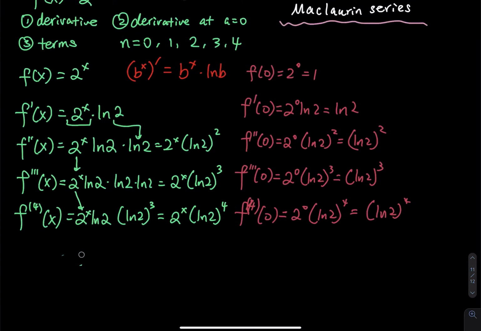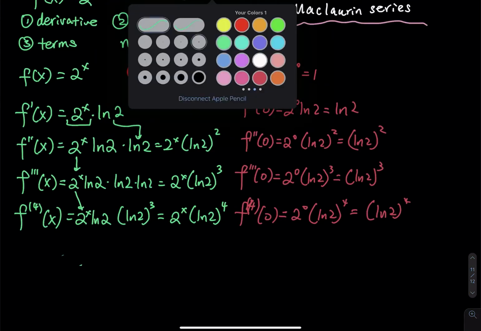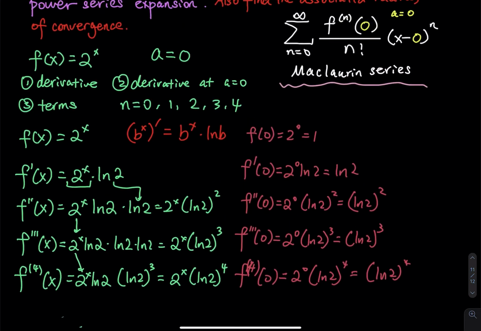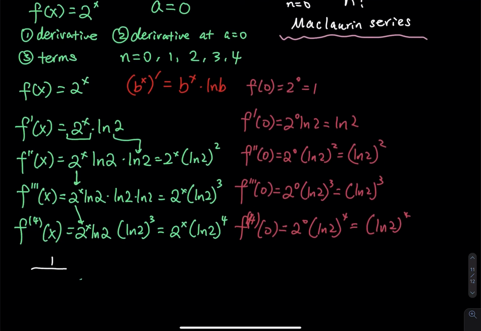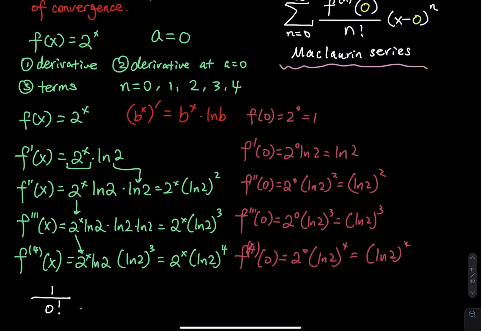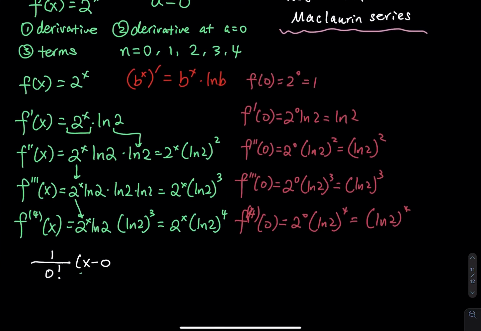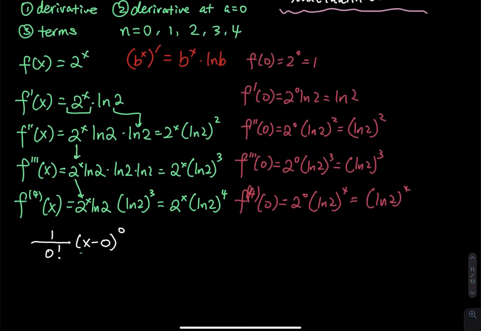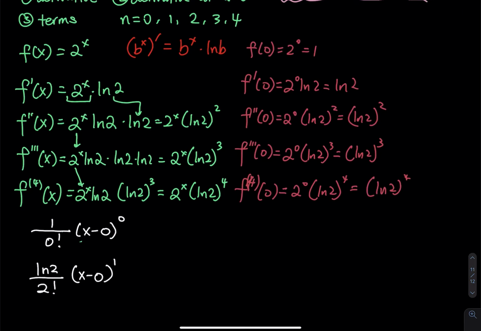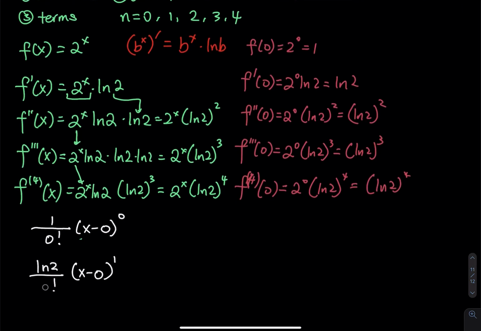So the first term is, let's use another color for the term. So we have, according to the Maclaurin series, we have to take the result of the plug-in, which is 1, divided by 0 factorial, and then we have x minus 0 raised to the 0 power. And then we have the result of the next plug-in, which is ln2, divided by 1 factorial, and then x minus 0 to the first power. Then that will be a 1 right there, and this will be a 1 factorial.